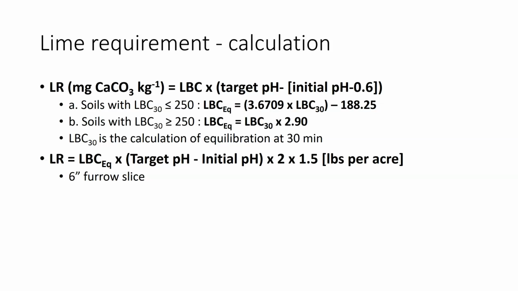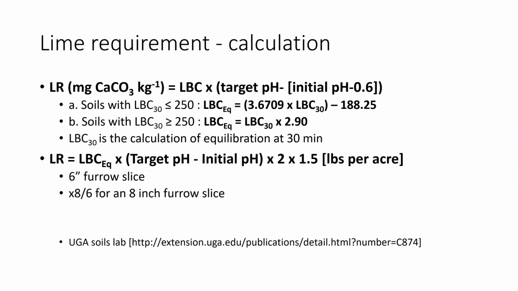If you're going down to 8 inches or deeper, you would have to calculate it at a deeper depth. We often look at a 6-inch furrow slice. If you've got an 8-inch furrow slice, you multiply your answer by 8 divided by 6. And that's going to tell you what it's going to be at a little bit deeper furrow slice. All of this information came from the UGA Soil Lab. You can find that online.